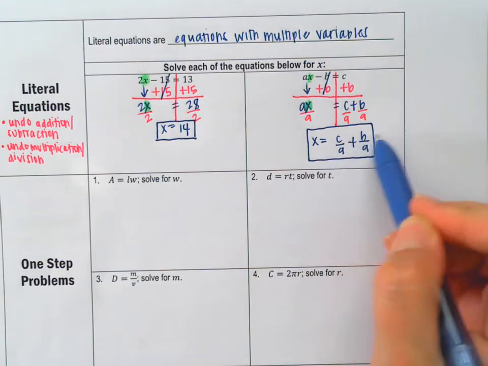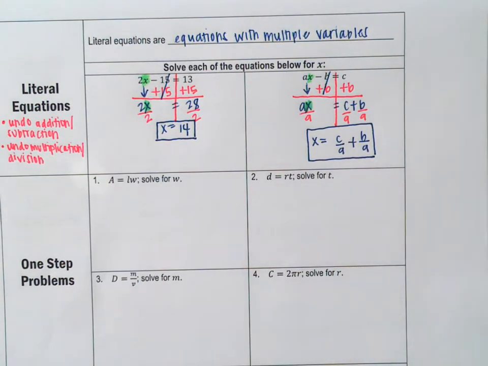If you wrote C plus B all divided by A, that would be the same too, and that would be completely fine.